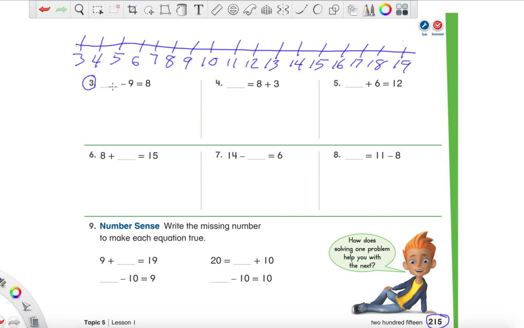So if you look at number 3, it says blank minus 9. That is the really important thing, this minus sign. Something minus 9 will equal 8. And you're probably thinking, oh my gosh, how do I solve this? Well, don't forget there's always related facts. And we could change this into an addition problem very easy.